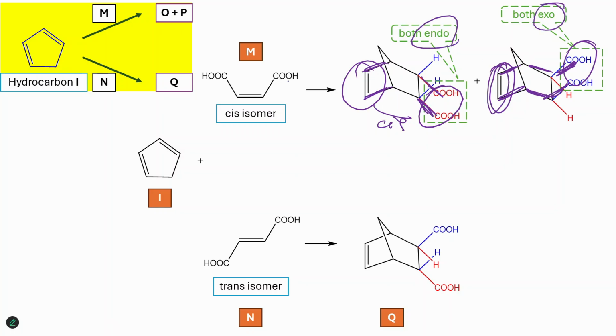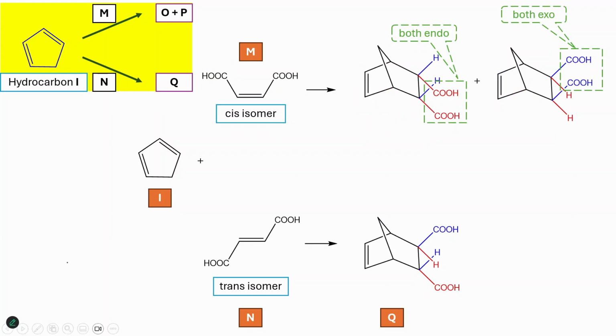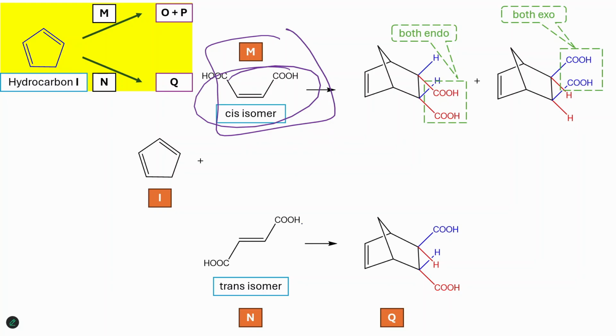So when you use the cis isomer, there's a chance that both of them are endo or both of them are exo. So that's why one of them is going to be O and one of them is going to be P, and that makes M the cis isomer. If you remember, we had cis and trans, but we didn't know which one is N and which one is M. But now we know that the cis isomer should be M, because the cis isomer is the one that gives two products.